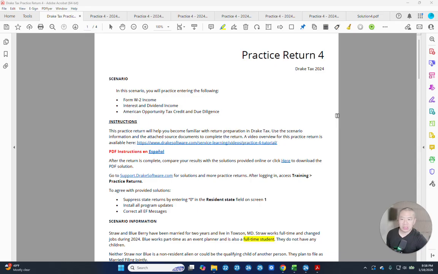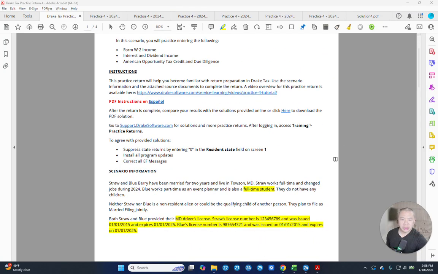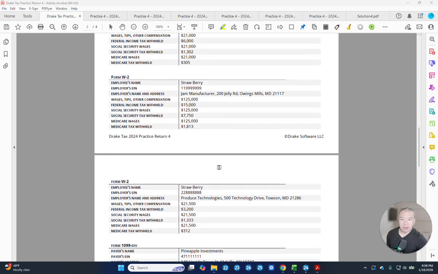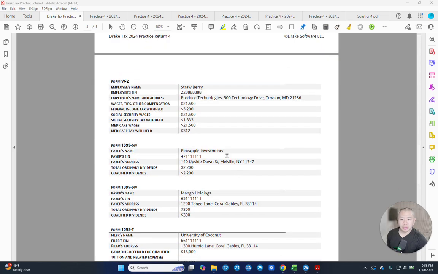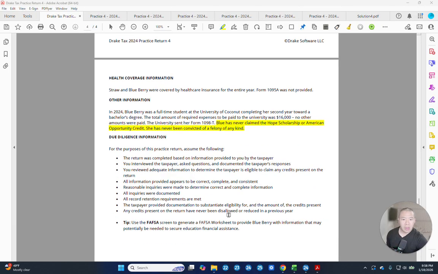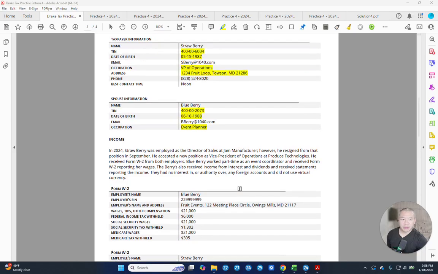Practice return number 4. What makes this different is that these practice returns are on Drake Tax's website, but I created fake tax documents so it seems more real of what you'd receive from the client and how to prepare the tax return, or at least how I would prepare it. So this is the tax organizer, where the basic information is like background, full-time student, driver's license. They indicated that they had 2 or 3 W-2s, some 1099 dividends, and also one of them went to school, and gave the relevant information so you can fill out the tax return.